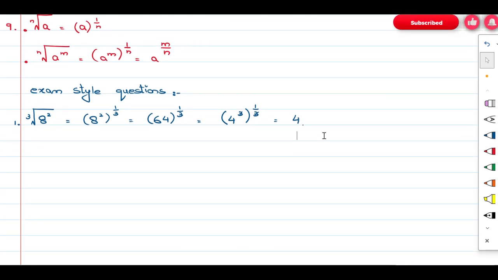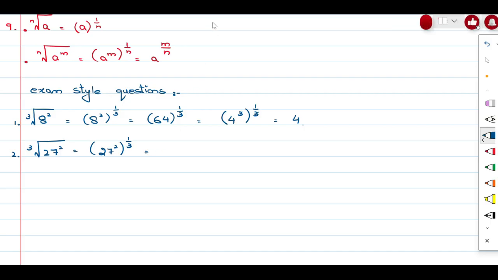Okay, so another one, let's do it. If I have the cube root of 27 squared, we can write this down as 27 squared and its whole power is 1 over 3. Or 3 cubed is 27, so 3 cubed, whole squared, and its whole power is 1 over 3. Okay, so this 3 and this 3 we can cancel out. 3 squared is left, which is equal to 9.